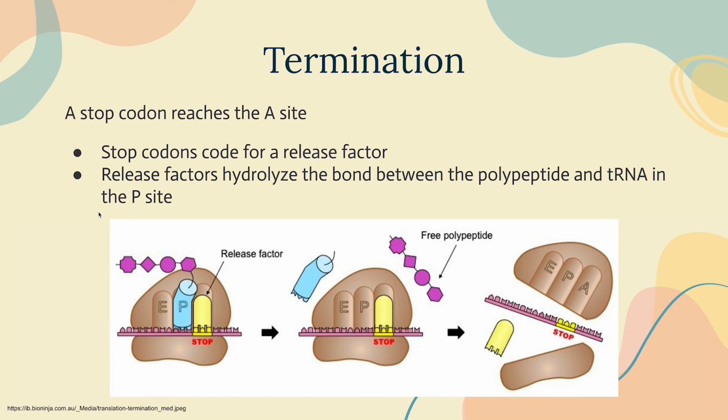Okay, and then termination happens when a stop codon reaches the A site. Stop codons code for a release factor, which is shaped kind of like a tRNA, but it is just a protein. What happens is the release factors hydrolyze the bond between the polypeptide and the tRNA. So it breaks this bond right here, and then it essentially tells everything to scatter. So now we have a polypeptide made, and our ribosome and our mRNA are just floating around.